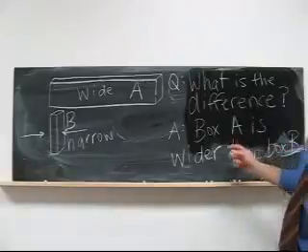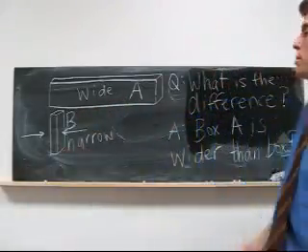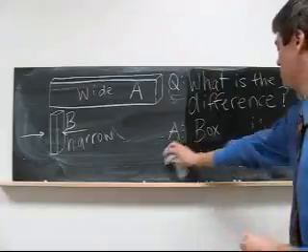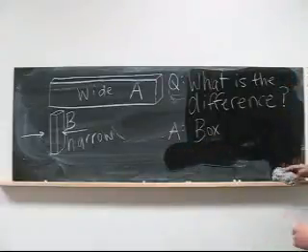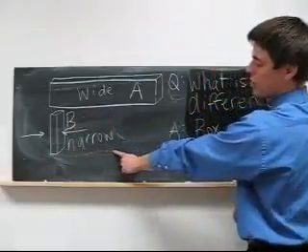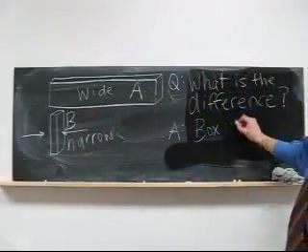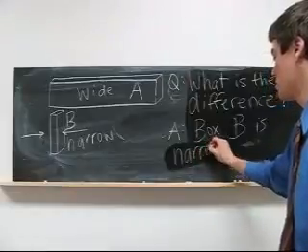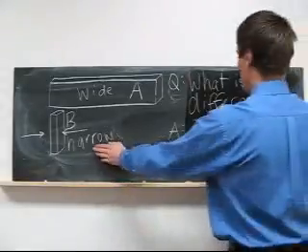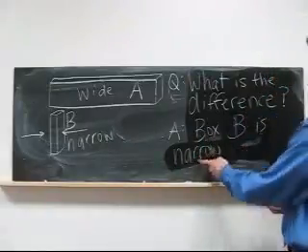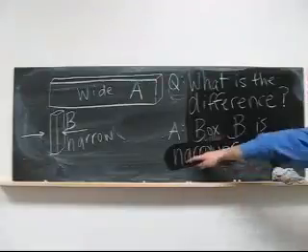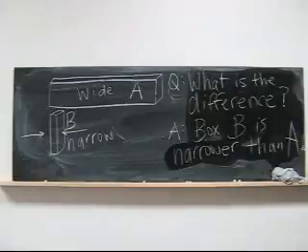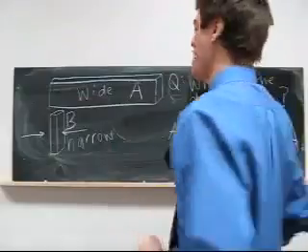So what's the difference between box A and B? Box A is wider than box B. Or box what? Box B is narrower than box A. Box B is narrow. Yes, box B is narrow, but the difference is that box B is narrower than box A. So box B is narrower than box A.